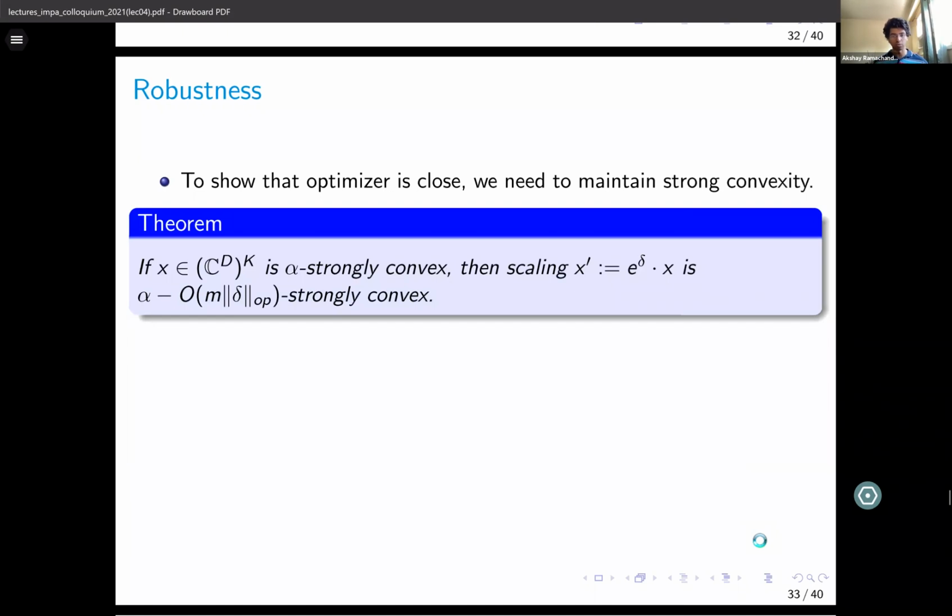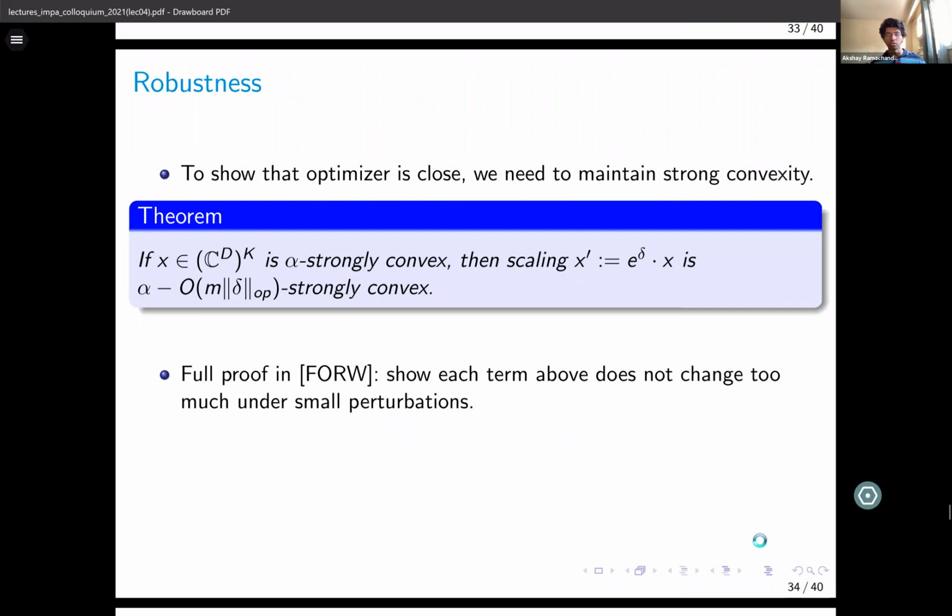This is the main theorem that we show in our paper on the statistical application. So if you have a strongly convex tensor and it's alpha strongly convex, and you scale it by some perturbation delta, then the amount that the strong convexity changes depends on the operator norm of delta. The m is kind of a weak factor. So as long as the operator norm of delta is much smaller than alpha, then you still get lots of strong convexity. Again, the plan was to look at each term in that decomposition and show that it doesn't change that much.